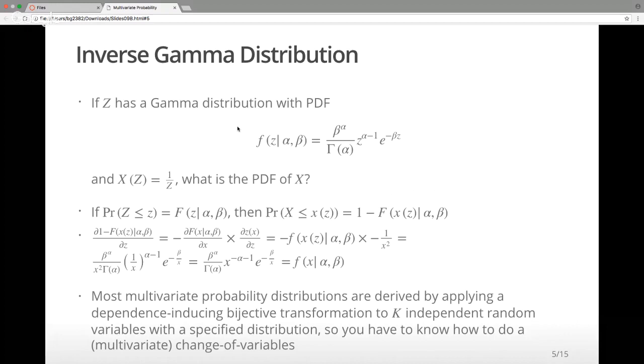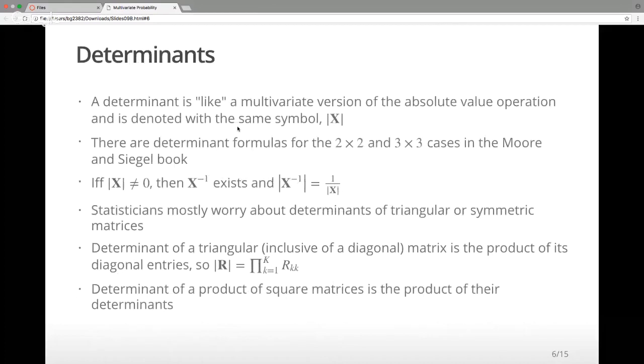So take k random variables that are independent of each other, apply some transformation to those k variables, get k new variables, and figure out what the distribution of the k new variables is after transforming them. And so you have to know how to do a change of variables, not just like this in the univariate case, but in the multivariate case, which is even more fun. And in order to learn about that, we have to say a little bit about a determinant.